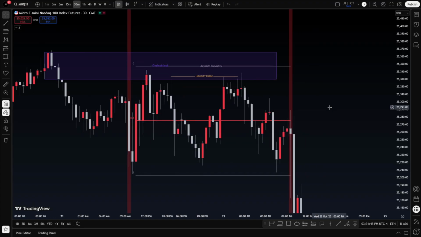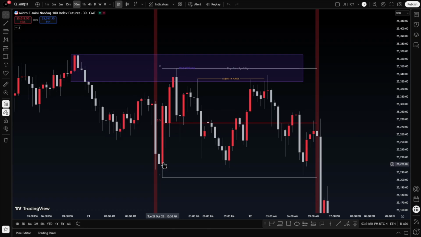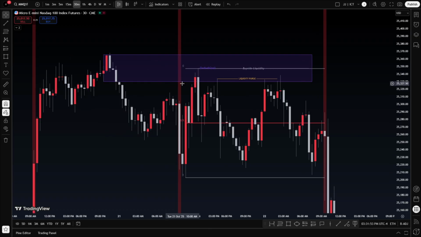Anyway, we have that liquidity purge, failure to take out this point of buy side liquidity here, which is actually the high of the current dealing range that we're trading in. And then we have the respect of this order block. So where's price obviously going? Obviously going higher, right? And then we have this bearish break in market structure right here.